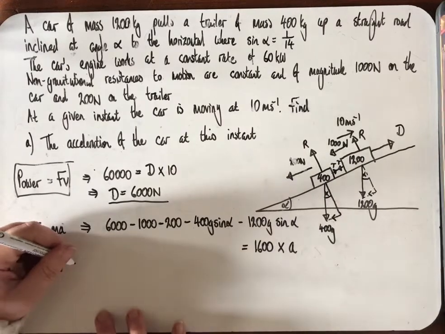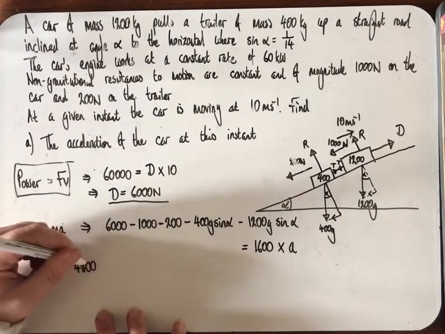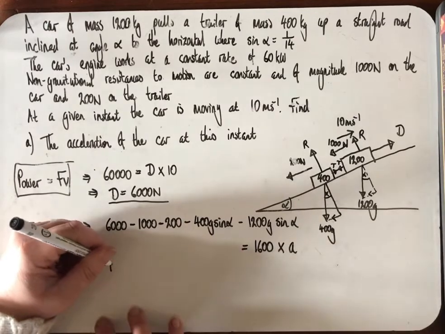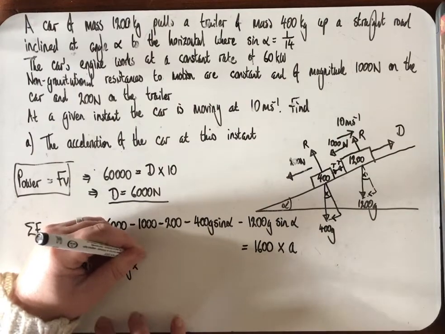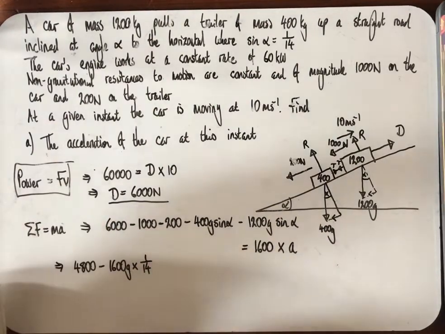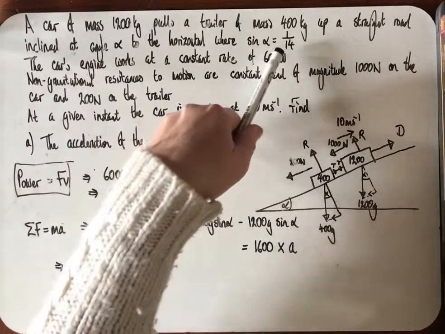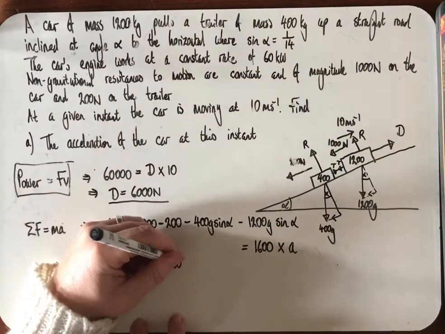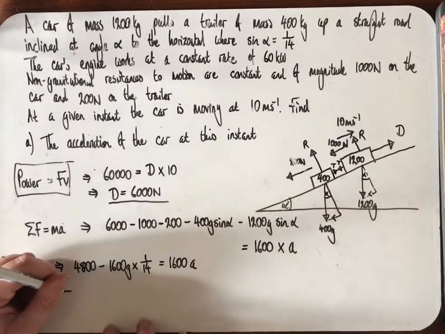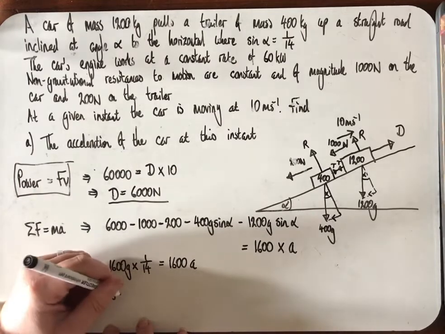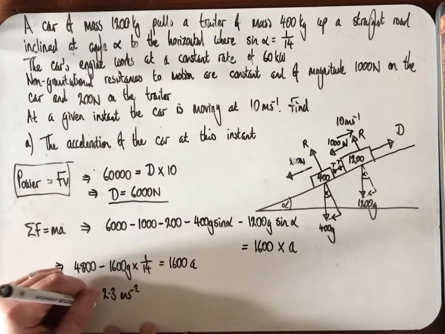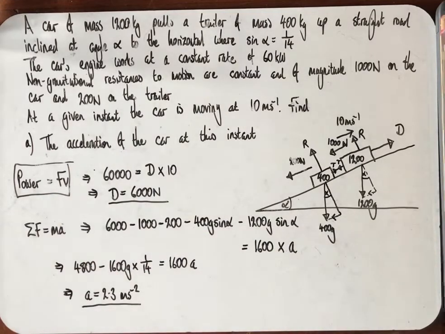We've got 4,800 minus 1,600 G, and we know that sine alpha is 1/14 from up here, and that's equal to 1,600 A. And if you pop that into a calculator, A comes out as being 2.3 meters per second squared. So it's power equals Fv to find the driving force, and then F equals ma on the whole system.